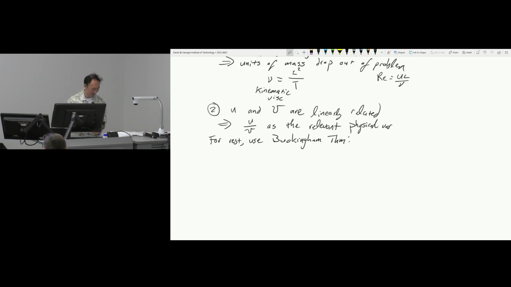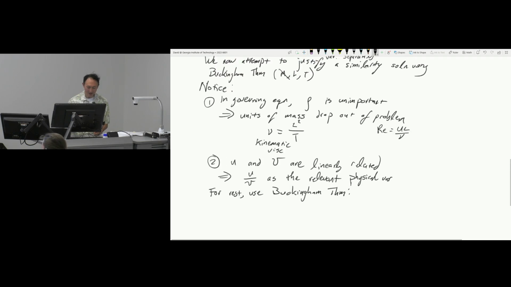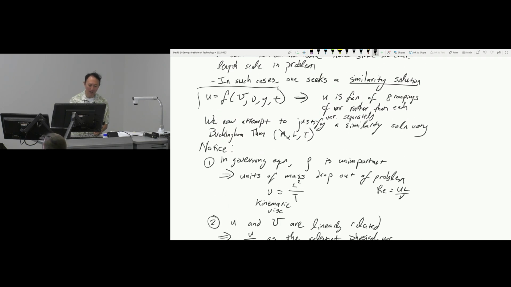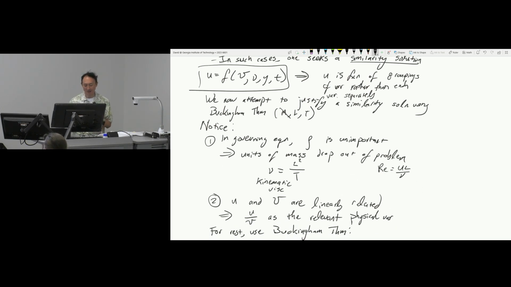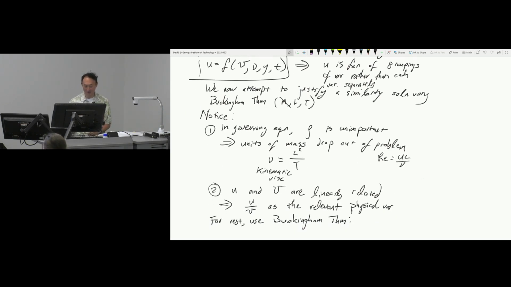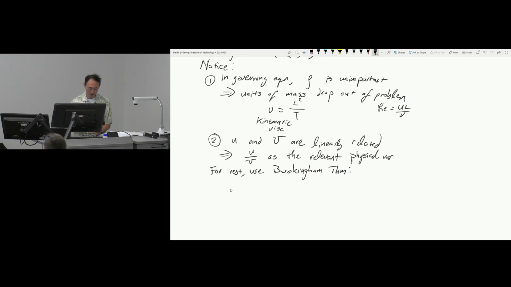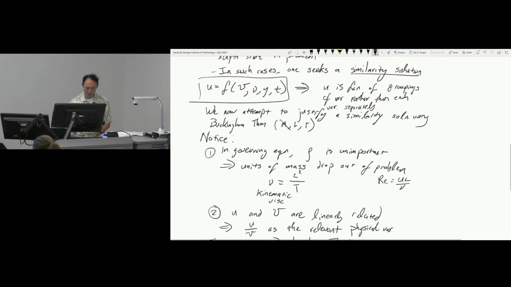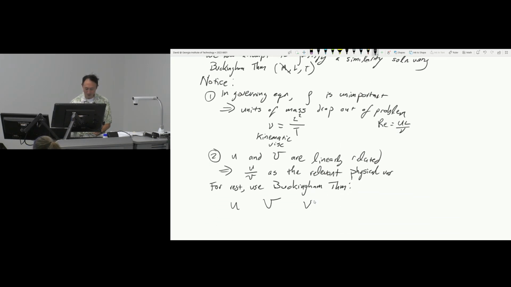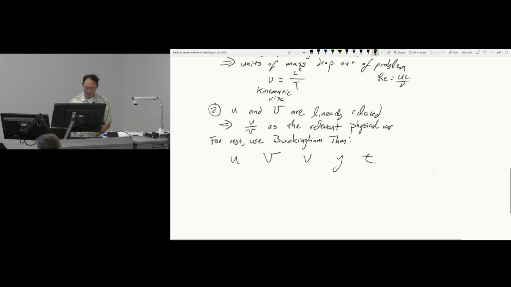Buckingham basically said, how do we solve this problem of how you figure out how u depends on these variables? He said, I don't need to care about physics. I just need to care about the actual dimensions, the units. That's why they call it dimensional analysis. So what we do is write u, v, nu, y, and t. The first thing you do is write the units of everything.